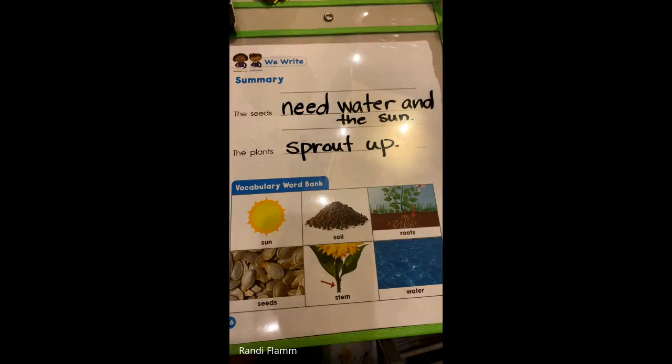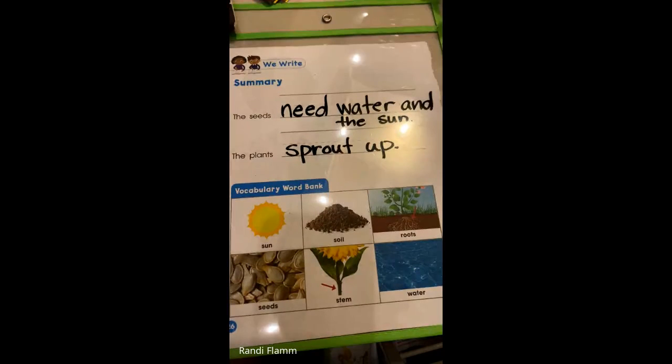So that is how we would summarize. Again, a summary is really just telling people what we read so they could read this and know exactly what those two pages were really about. So the seeds need water and the sun, the plants sprout up. That's a great way to say in two sentences what that whole article was about.